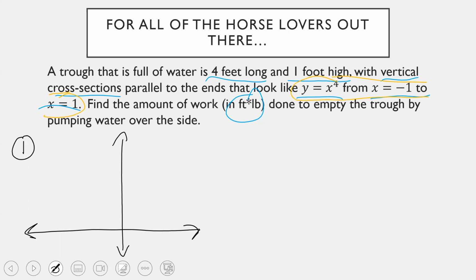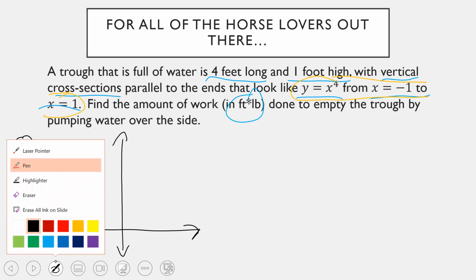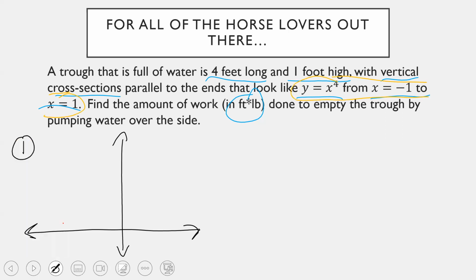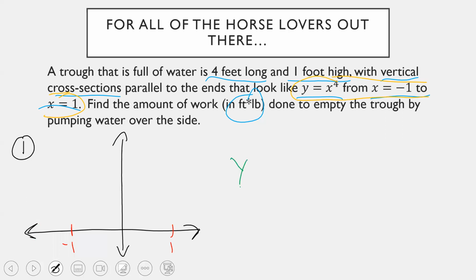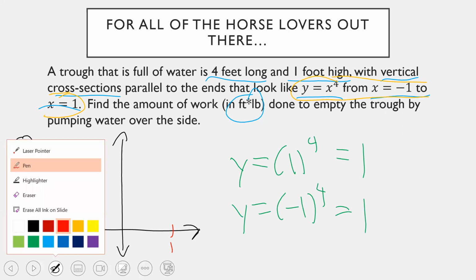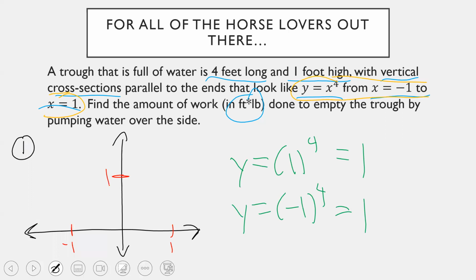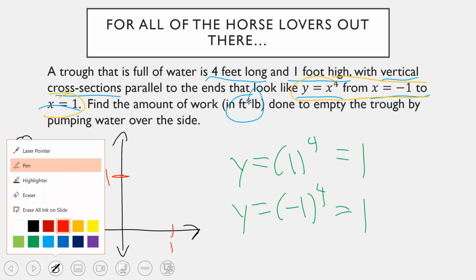Okay. And I'm going to draw that function y equals x to the fourth from x equals -1 to x equals 1. So to do that, I'm going to mark -1, +1 on my horizontal axis here. I know that if I plug both of those into the function, so like if I do y equals 1 to the fourth, or I do y equals -1 to the fourth, either way I get +1. So I'm also going to mark +1 on the vertical axis. Okay, and then I'm going to draw the function y equals x to the fourth between those 2 points.